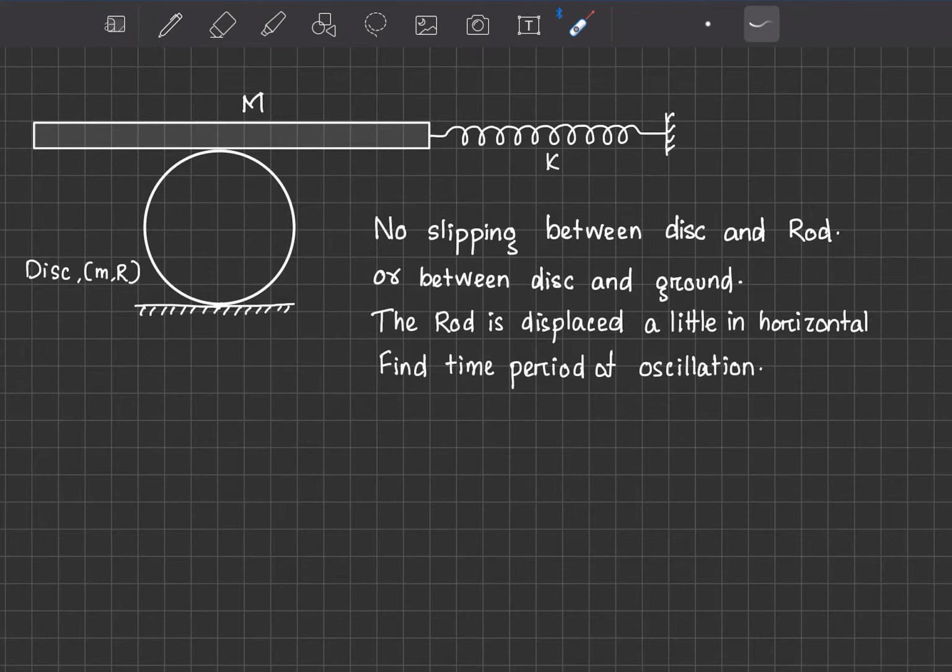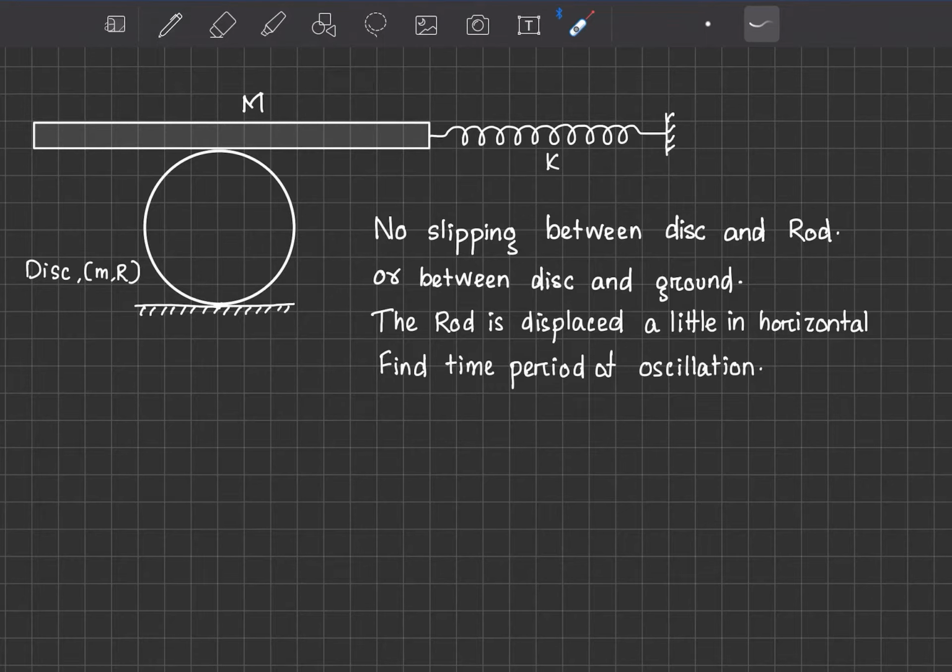So let's get started. In this problem we are given a complex situation where there is a disc and a rod on the disc. The rod is attached to a spring, and the spring is attached to a wall. It is given that there is no slipping between the disc and rod, and the disc and ground as well. Now the rod is displaced a little bit in horizontal and released. In that case, what is the time period of oscillation of this system?